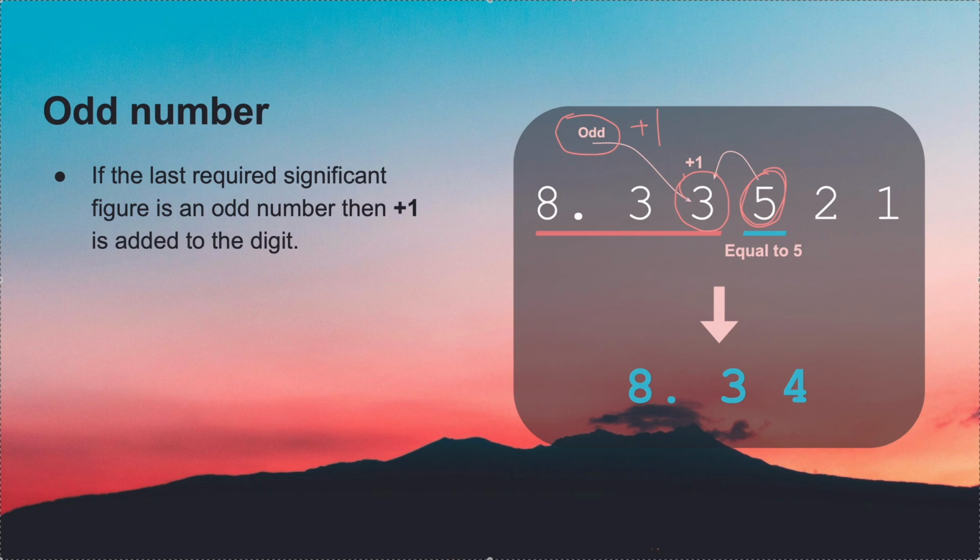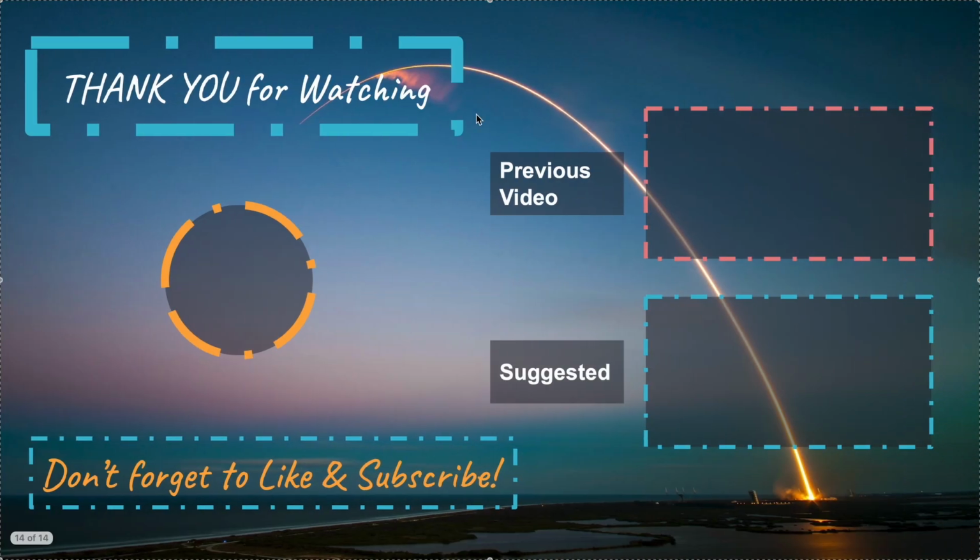So basically saying, if it's even, then there will be no change in the last significant figure, and if it's odd, then we will add +1 to the last significant figure. And yeah, we have reached the conclusion here.